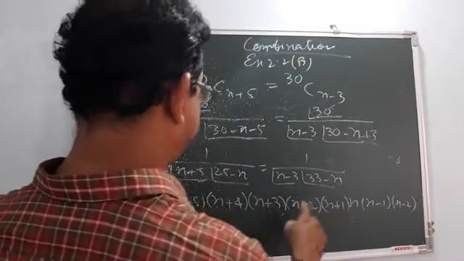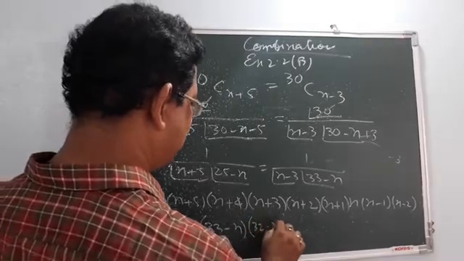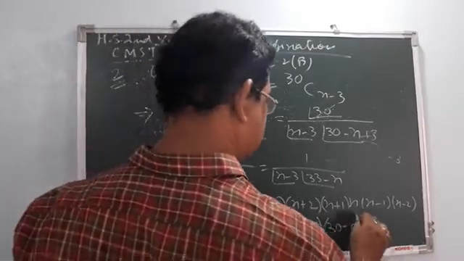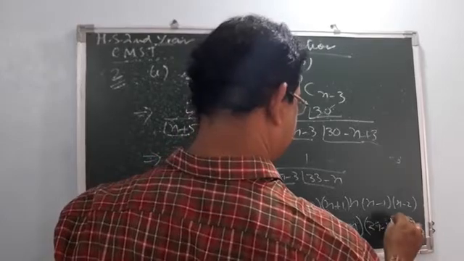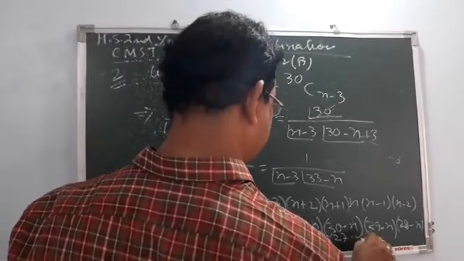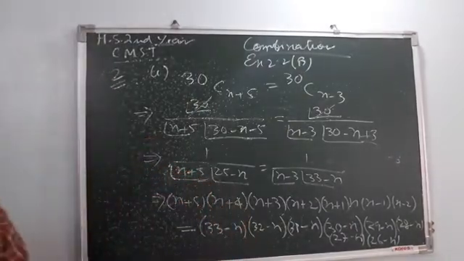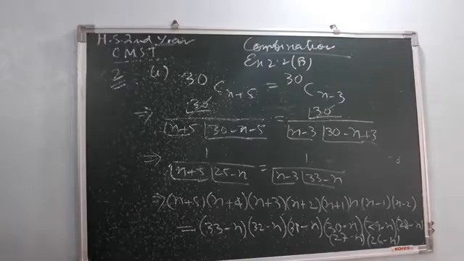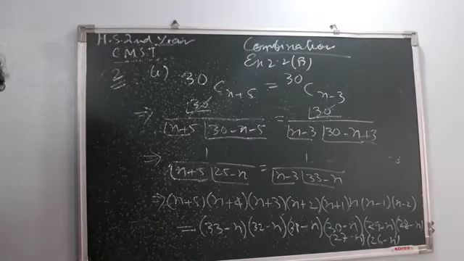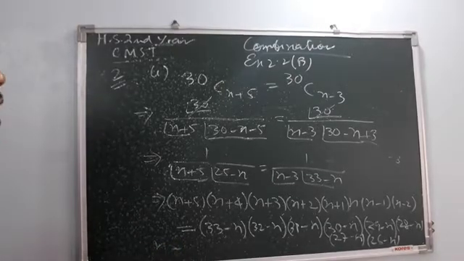Now here you see that if we decrease one by one, then it is 33 minus n, 32 minus n, this way it will go on decreasing: 29 minus n, then 28 minus n, then 27 minus n, 26 minus n. So if we now compare, then what will we do? We will get some value. Ultimately it is a big calculation, then you will get the value of n. Another shortcut method is what?